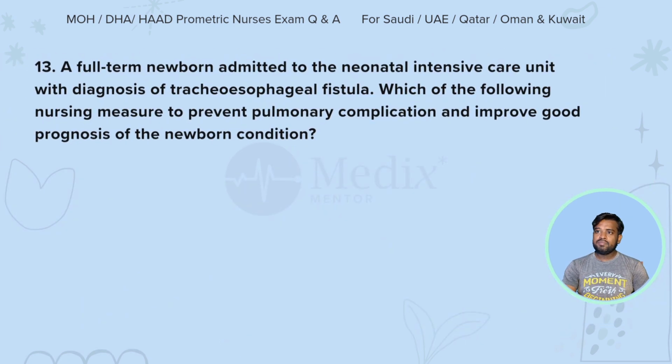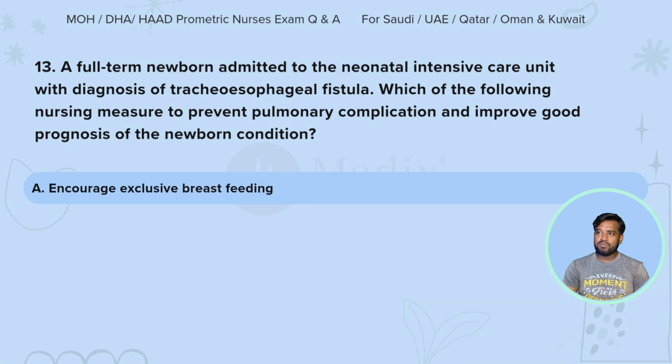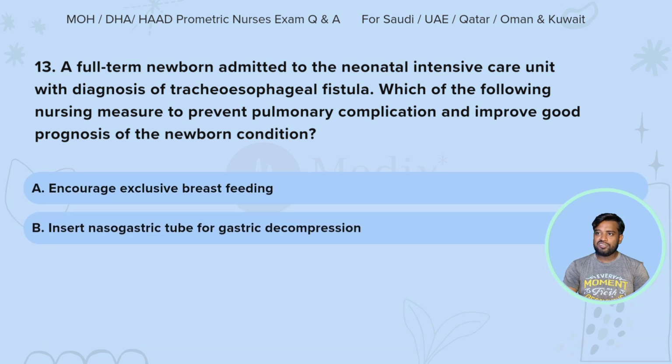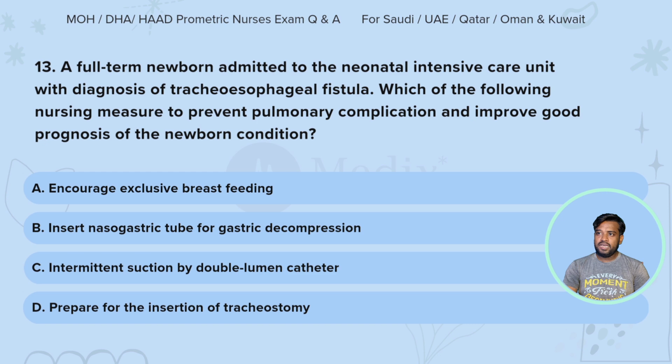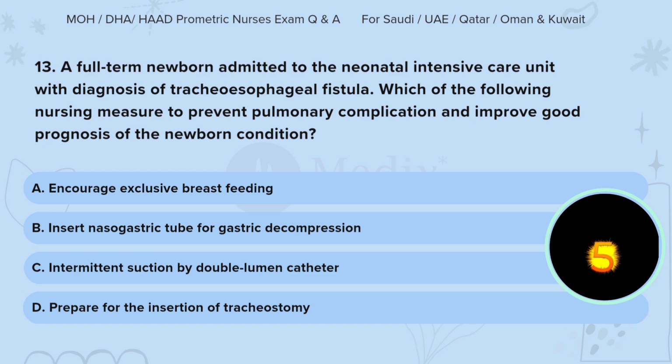Question number 13. A full-term newborn is admitted to the neonatal intensive care unit with the diagnosis of tracheoesophageal fistula. Which of the following nursing measures prevents pulmonary complications and improves the prognosis of the newborn's condition? A. Encourage exclusive breastfeeding. B. Insert a nasogastric tube for gastric decompression. C. Intermittent suctioning by double lumen catheter. D. Prepare for the insertion of a tracheostomy.